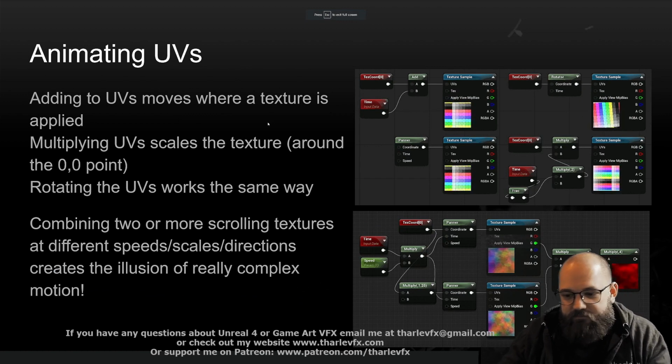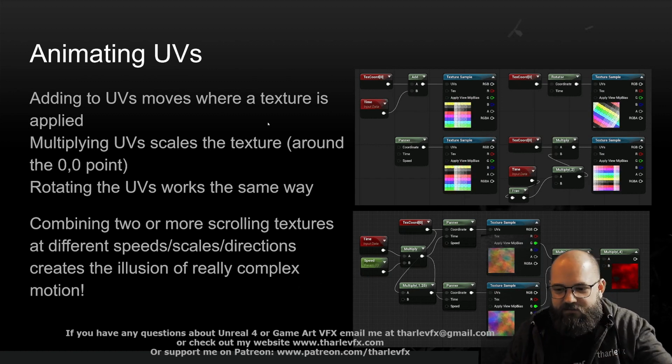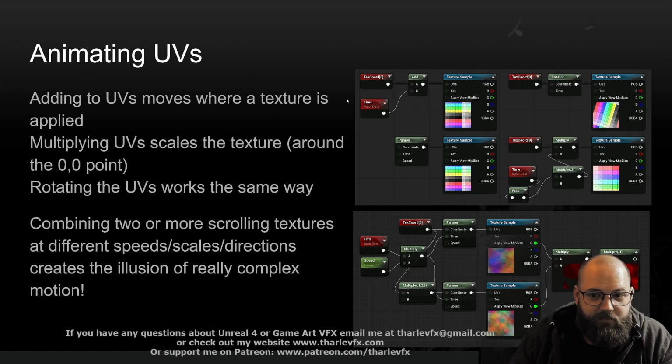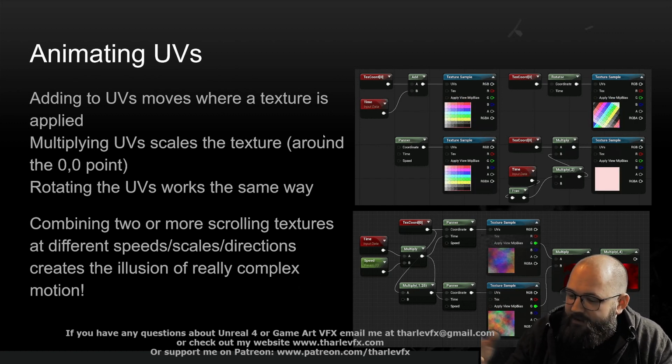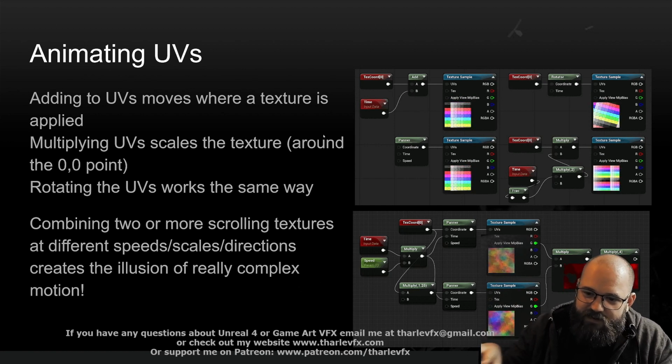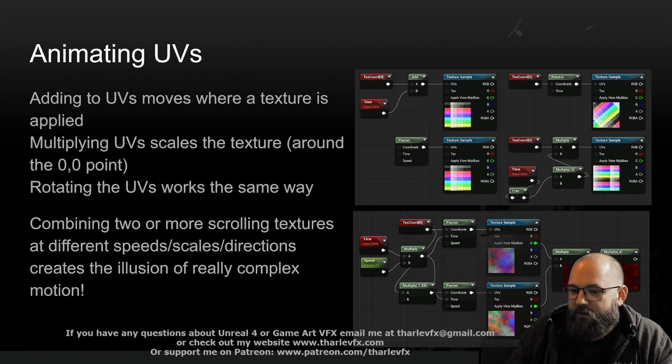Okay, so animating UVs, moving textures around, absolute bread and butter of VFX work. All we're doing is we're taking our UVs and we're adding time and we're getting movement. That's it. We're not actually animating the texture, we're animating the UV lookup of the texture, and that creates this illusion of movement.